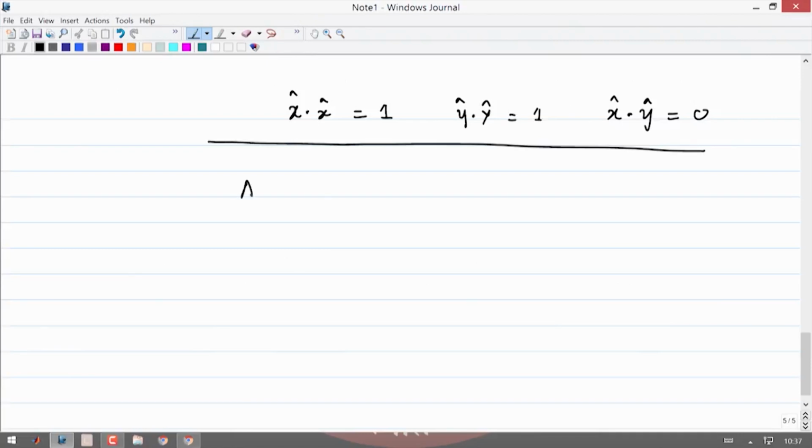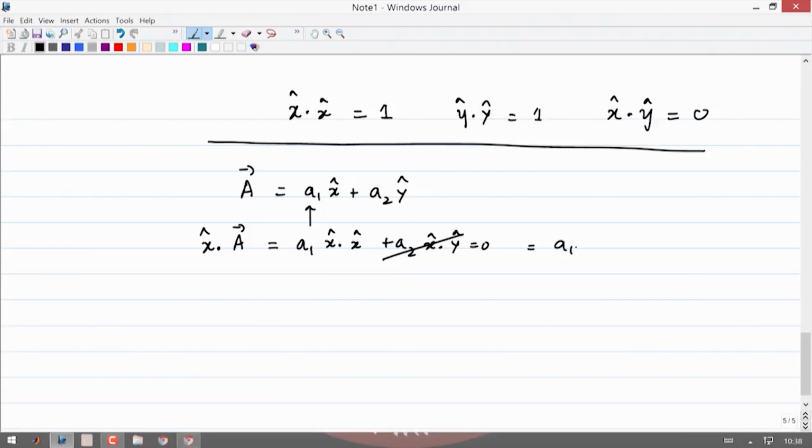Therefore when you write the vector A as A1 of x plus A2 of y, you know that the component A1 is nothing but the projection of the vector A onto the x axis, and that you know immediately. It gives you A1 x dotted with x plus A2 x dotted with y, which is 0, and this is 1, therefore you have A1. So when you say component A1 and A2, it is a projection of the vector in that particular coordinate system.